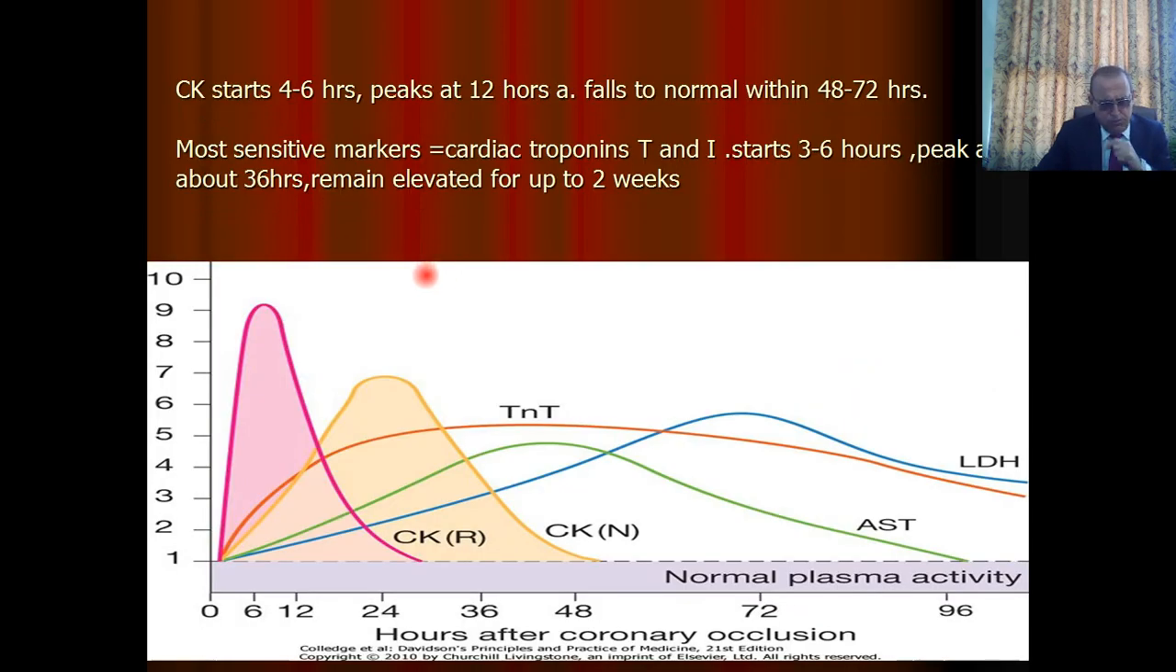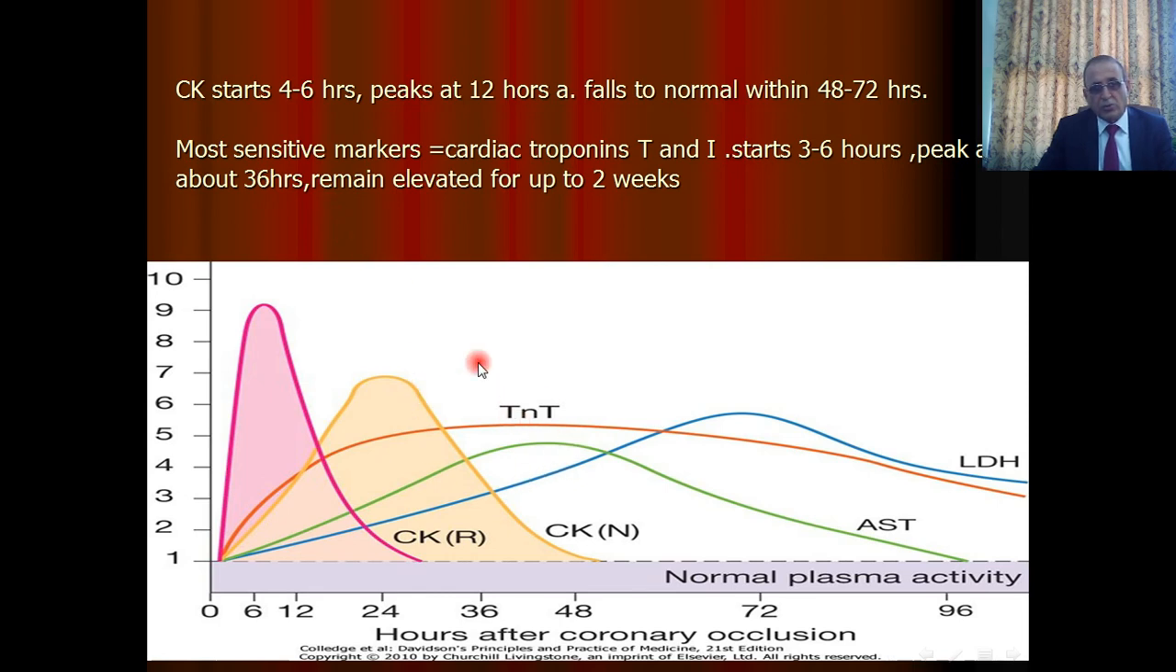Now, the first enzyme we talk about is creatinine phosphokinase. It has, by the way, two curves. Actually, the first curve is sudden rise of creatinine phosphokinase after reperfusion. Anyway, it will start to rise within 4 to 6 hours, peaks in 12 hours, and falls to normal within 48 to 72 hours. The next enzyme or protein is the troponin.